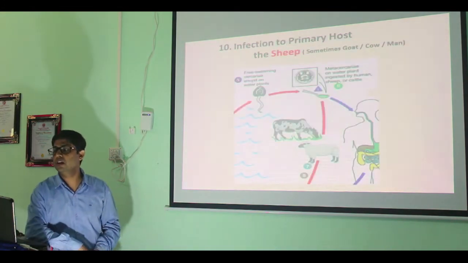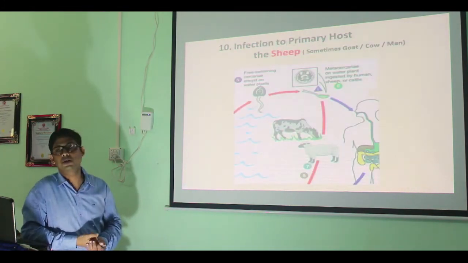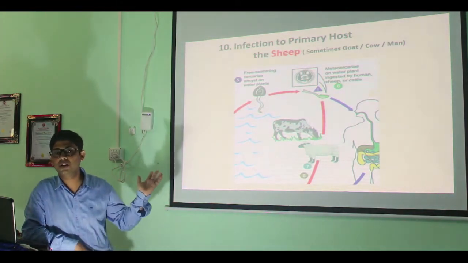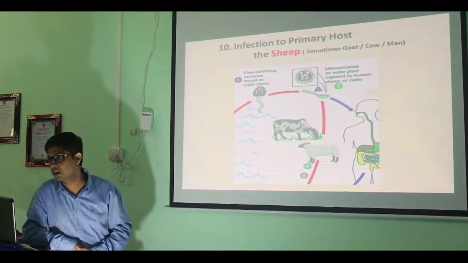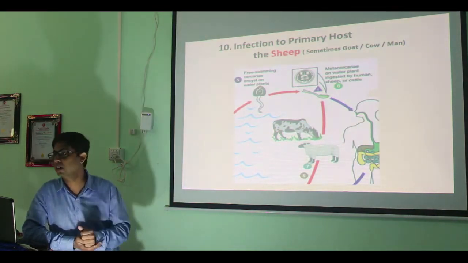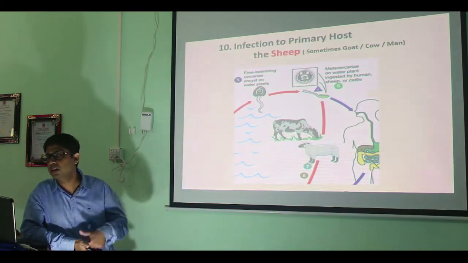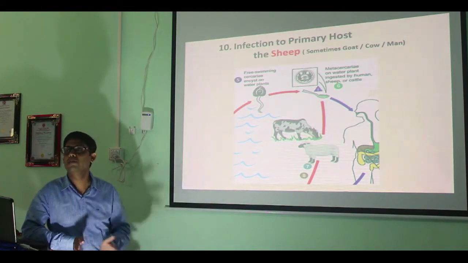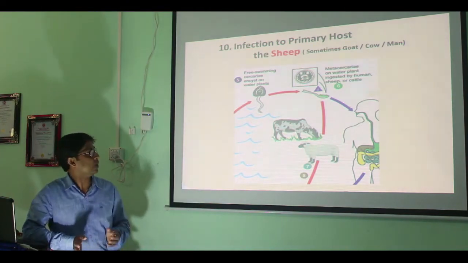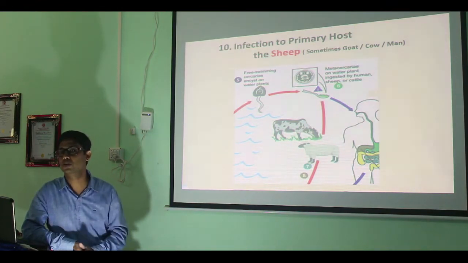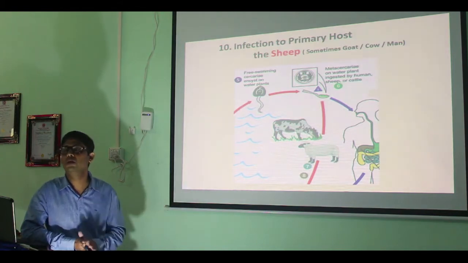Now next is the infection to primary host, the sheep. So you have seen inside the body of the intermediate host, the Cercaria larva is developed. That Cercaria larva will not stay inside the body of the intermediate host. It will come out of the body of the land snail and be free in the environment. In the environment, it will search the nearby plantations, or water plants in the nearby water body.